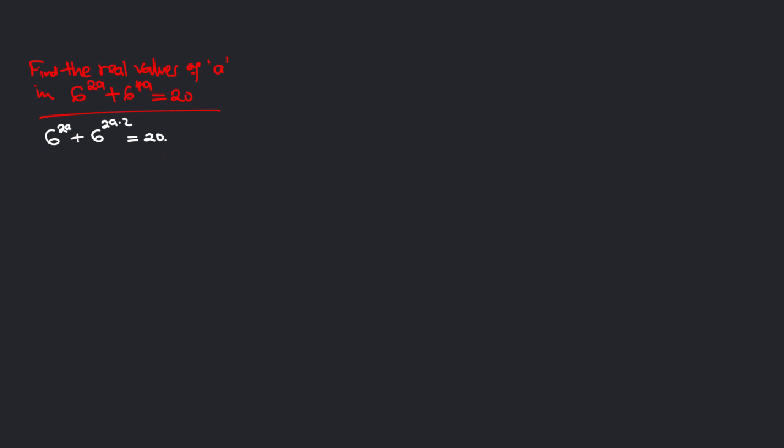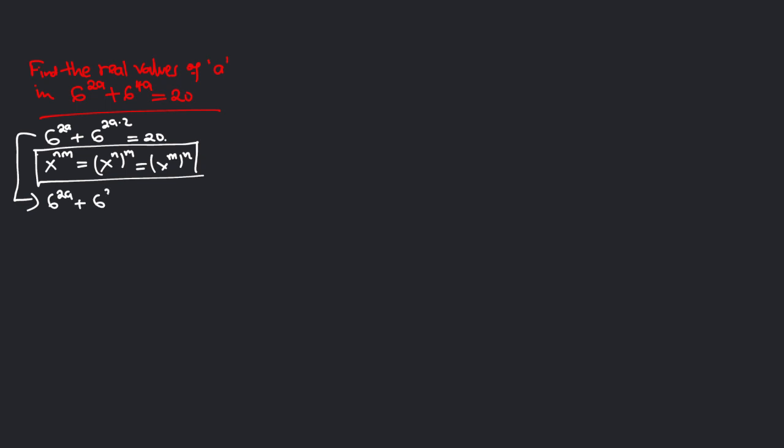We know that if you have a number x raised to the power of nm, then that is the same as x raised to the power of n, power m, and that is also the same as x raised to the power of m, everything power n. So we want to use this rule to rewrite our expression, and if we do, we are going to write 6 to the power of 2a plus 6 to the power of 2a, power 2, and that is equal to 20.